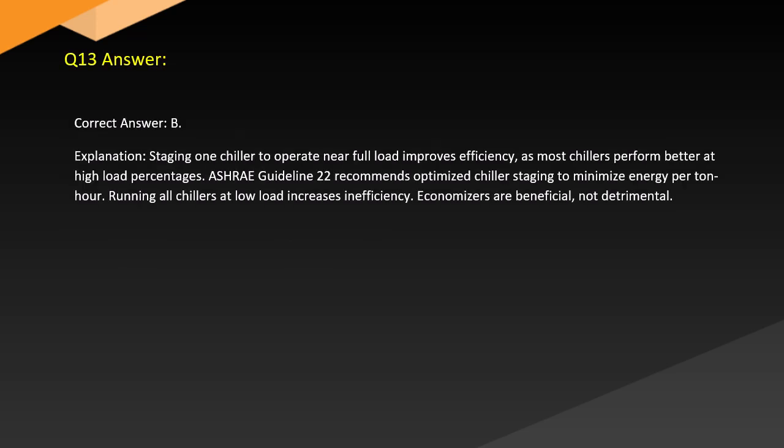Answer. Correct answer: B. Explanation. Staging one chiller to operate near full load improves efficiency, as most chillers perform better at high load percentages. ASHRAE Guideline 22 recommends optimized chiller staging to minimize energy per ton output. Running all chillers at low load decreases efficiency. Economizers are beneficial, not detrimental.